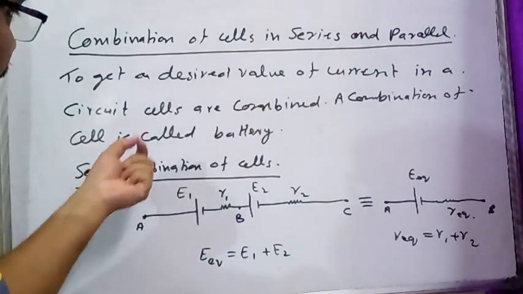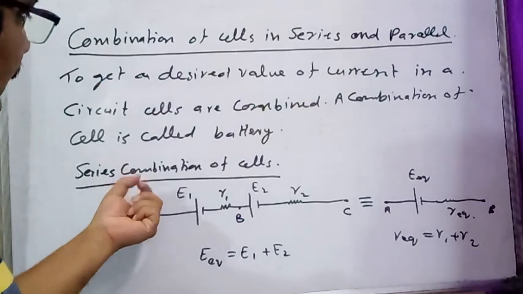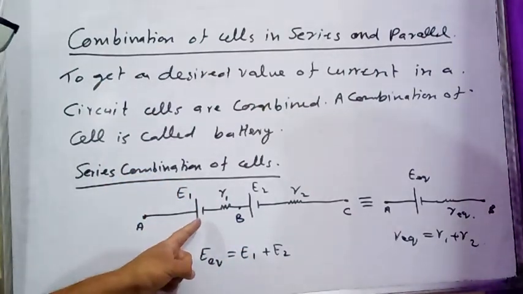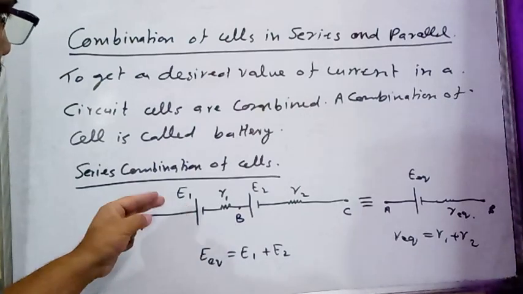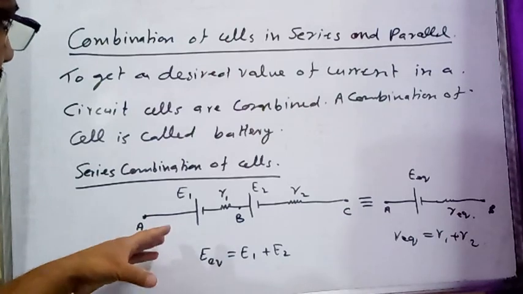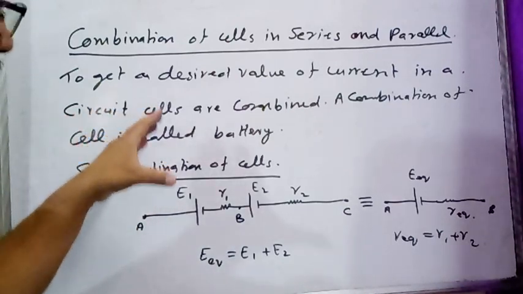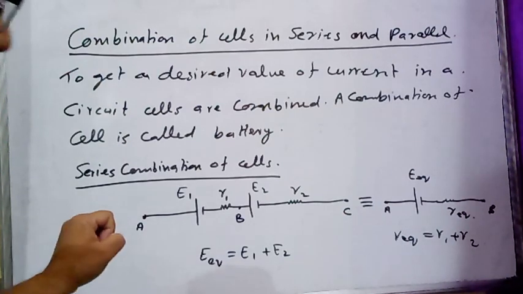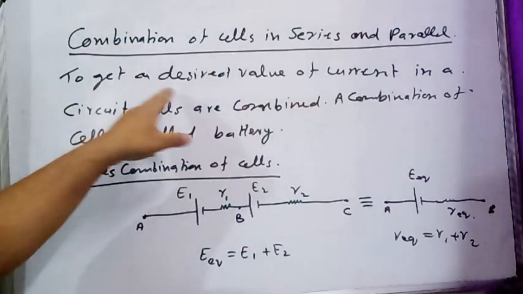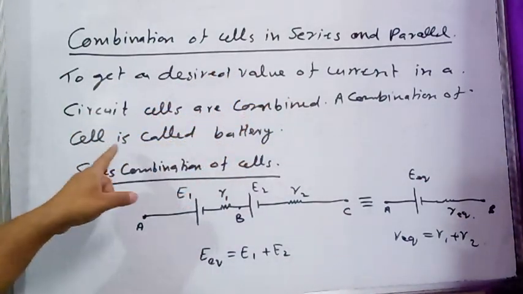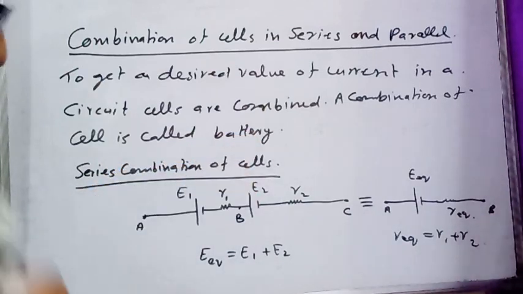So EMF and internal resistance of the cell is characteristic of the cell. A particular cell has a certain value of EMF and internal resistance. So question arises, why cells are combined? As we know, EMF and internal resistance of a particular cell is fixed, and to get a desired value of current in a circuit, cells are combined. A combination of cells is called a battery.